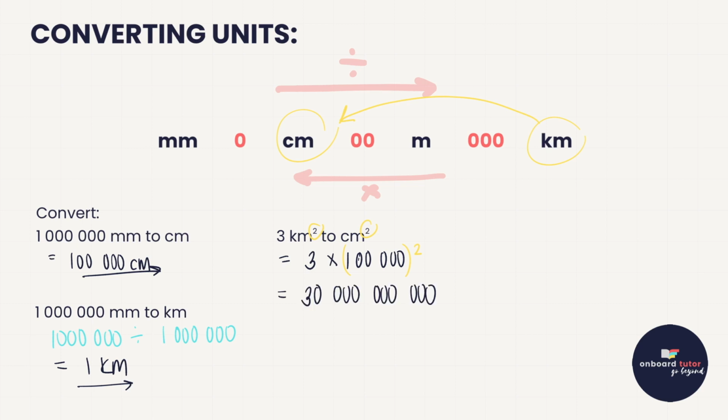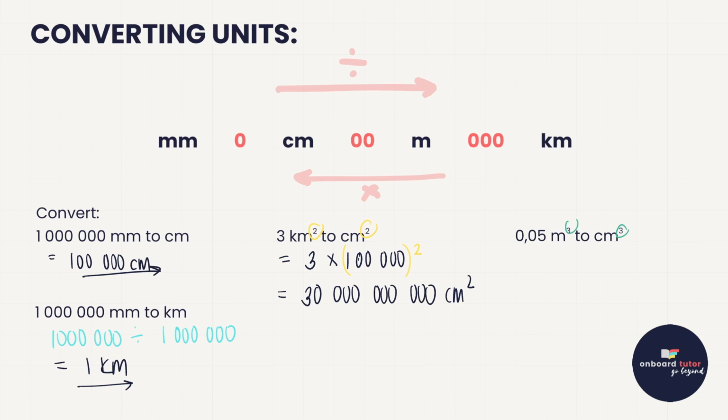So I'm basically going to be hopping the comma, if you remember multiplying by 10 like that, 5 places and another 5 places. So we're going to end up with 30 million centimeters squared if we were asked to convert that. It's very similar when we work with cubic units.